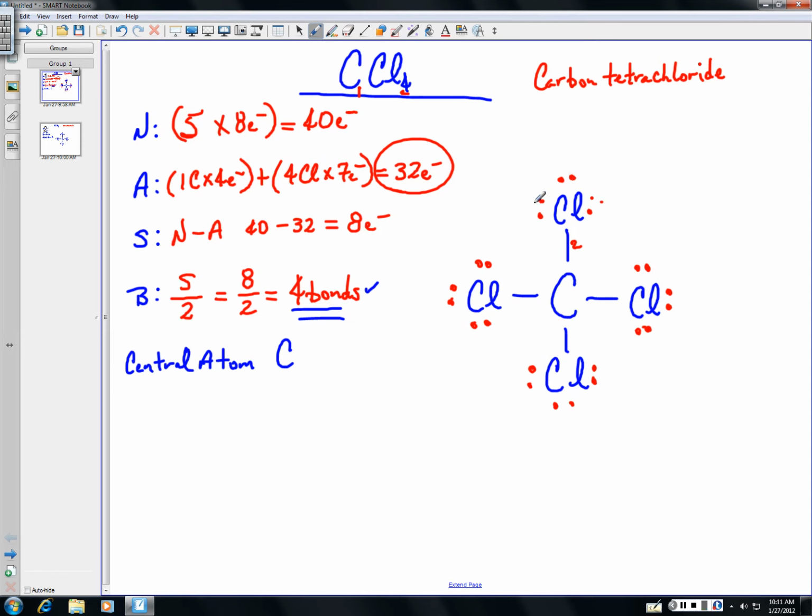2, 4, 6, 8, 10, 12, 14, 16, 18, 20, 22, 24, 26, 28, 30, 32. I have used 32. I needed to use 32. Looks like I might be done. Our really last check is to check to make sure every atom in there has 8 electrons. We just counted the chlorines. We know they have 8 electrons.